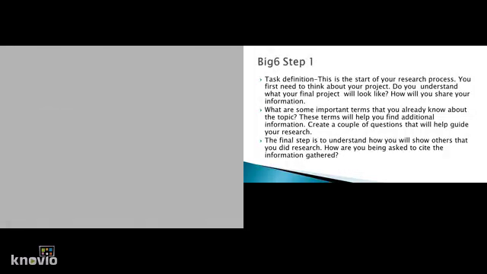Step 1 in Big 6 research is task definition. This is the start of your research process. You first need to think about your project. Do you understand what your final project will look like? How will you share your information? Is it going to be a verbal presentation? Is it going to be a PowerPoint? How do you plan to get your information across?